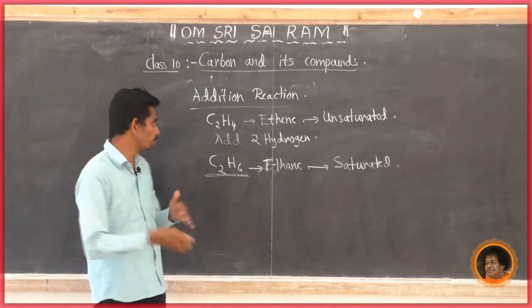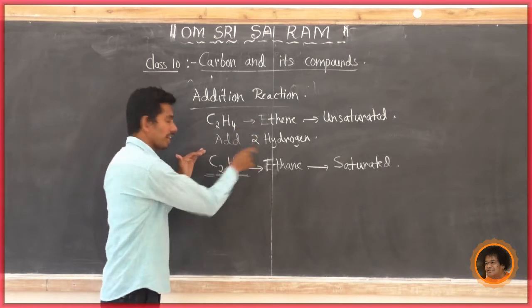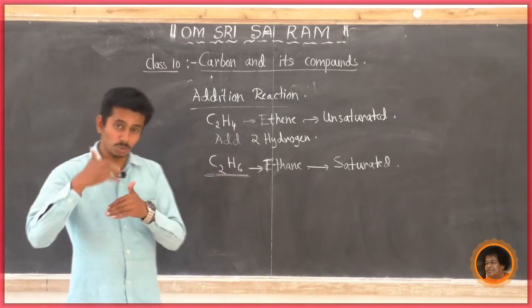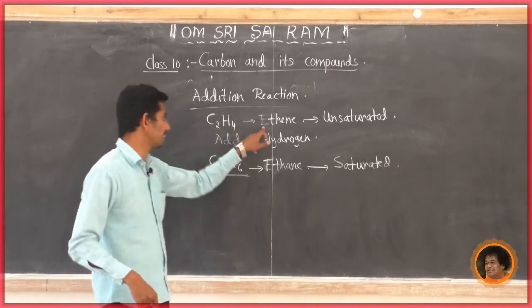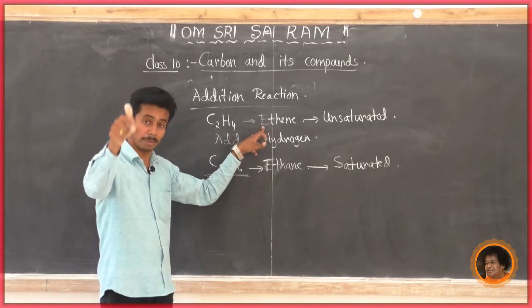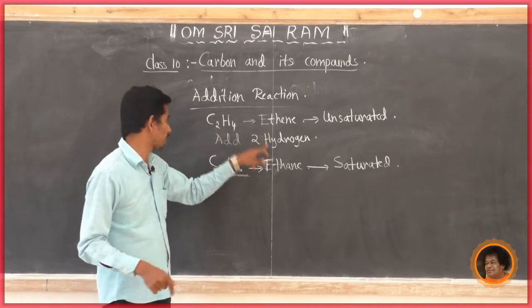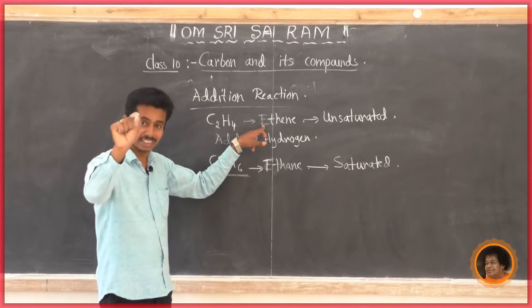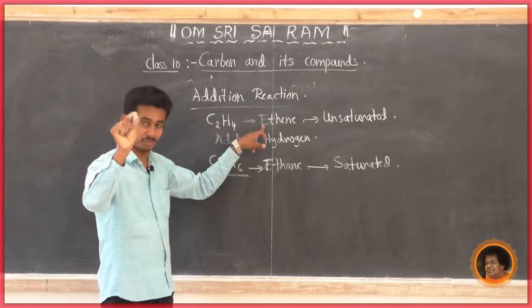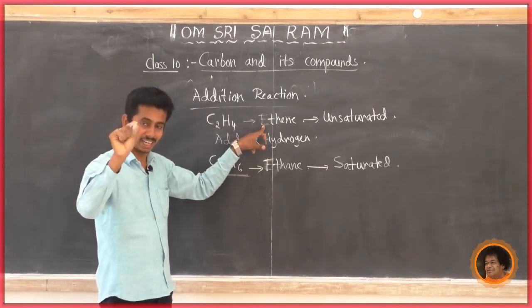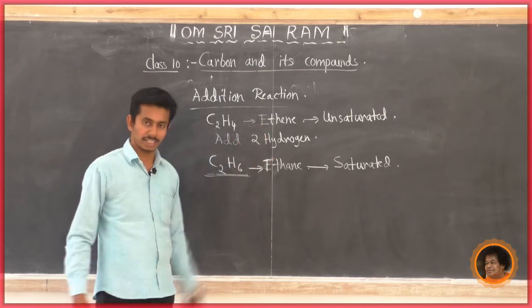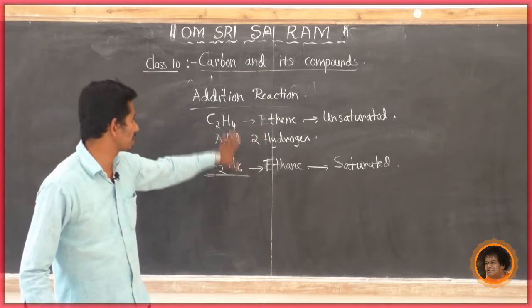It is easy to combine this ethene and hydrogen. It is easy to add two hydrogen to this ethene. The catalyst which helps to add two hydrogen to this ethene, that is the catalyst. Which catalyst is used? Nickel or palladium is used as a catalyst. Now this reaction is called addition reaction.